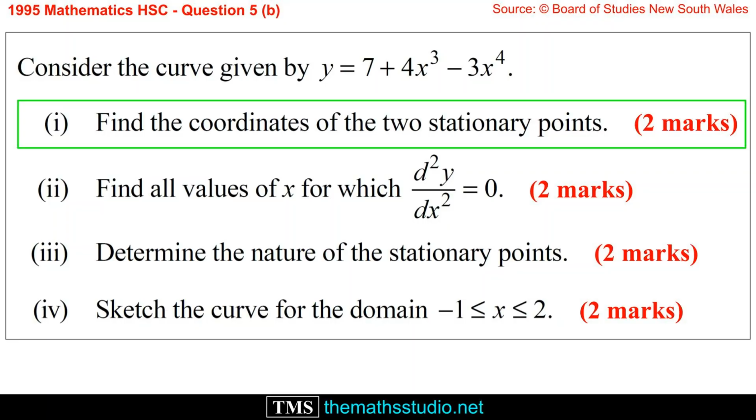Question 5, Part B. Consider the curve given by y equals 7 plus 4x cubed minus 3x to the power of 4. Part 1. Find the coordinates of the two stationary points.